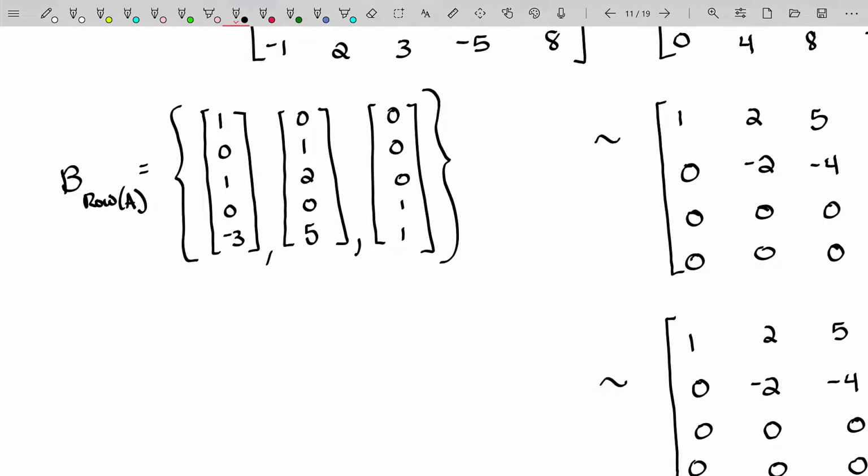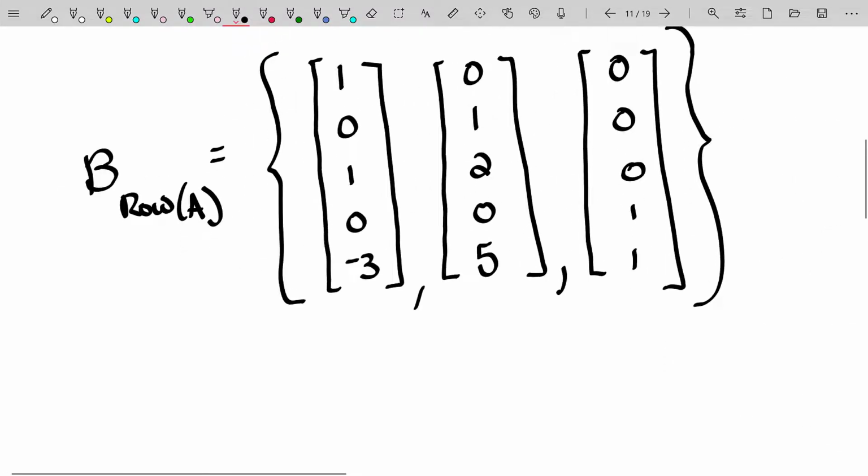I apologize if the screen jumps back and forth while I do that. I have to keep zooming out and zooming in to read the vectors, but that there is the basis for the row space of A.